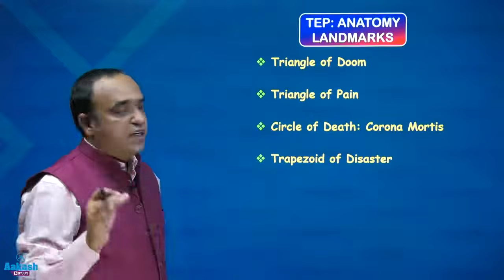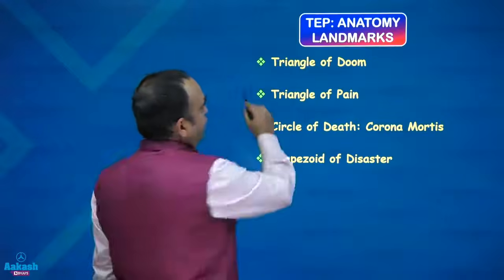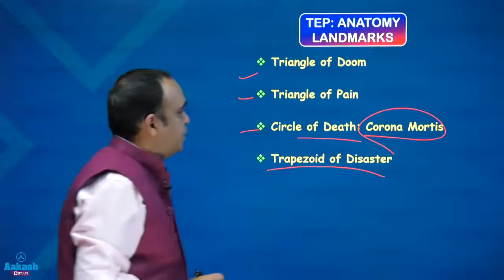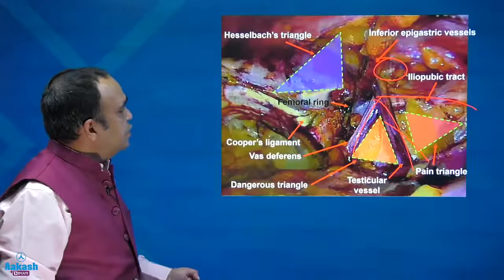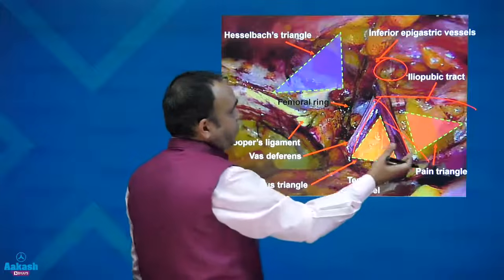Now these are the anatomical landmarks. Each one of them is very frequently asked in your exam. Triangle of doom, triangle of pain, circle of death, also known as corona mortis, and trapezoid of disaster, right? So let me go back to this. So triangle of doom, this is for the right side.